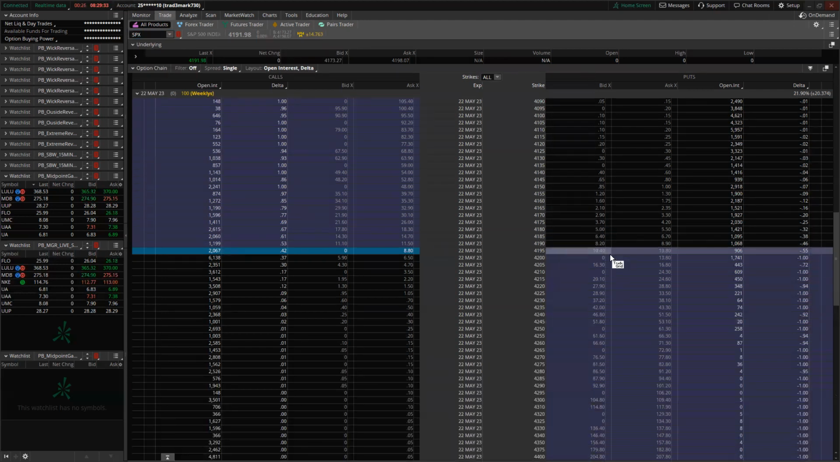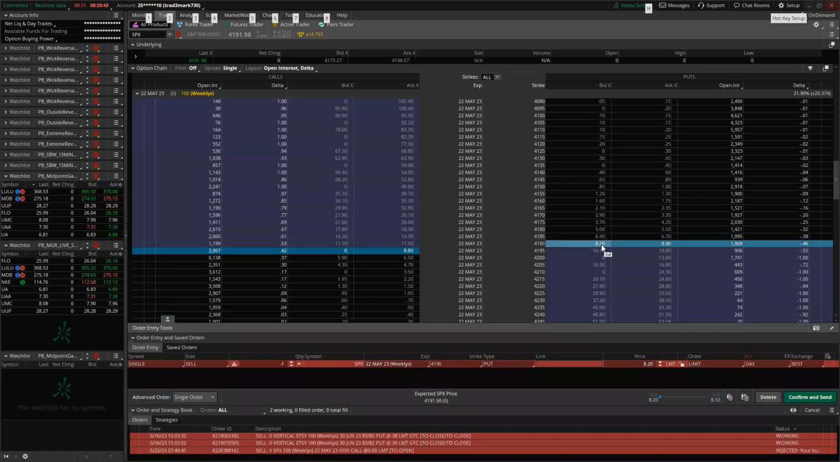I'm looking for the 50 delta, whatever's closest. So this is 46 delta and this is 55 delta. So the 46 is closer to 50, so I'll just take this short side here. I usually hold control and then I'll hit the bid side, and if you hit the bid, it will populate your sell order. So you're selling this put here.